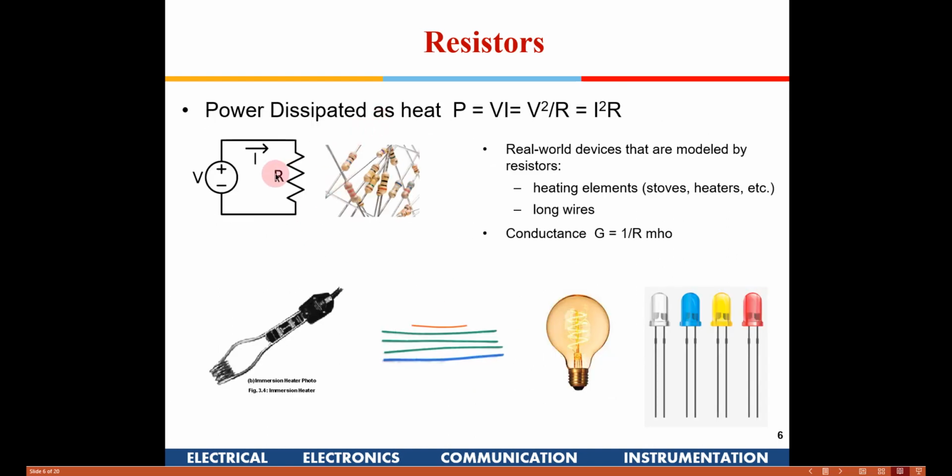Now if you see, when the current flows into the resistor, what happens? We know the power equation is given by V into I. If I replace I with V by R, it becomes V square by R, or V can be replaced in terms of I and R, and then it becomes I square R. So the power is now given by V square by R or I square R. What happens to this? Where does this power go?